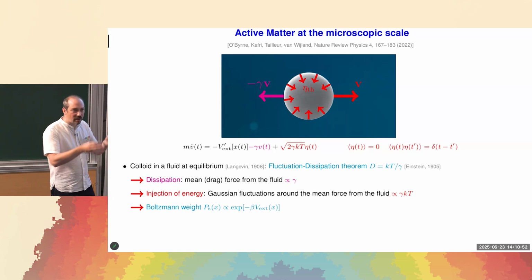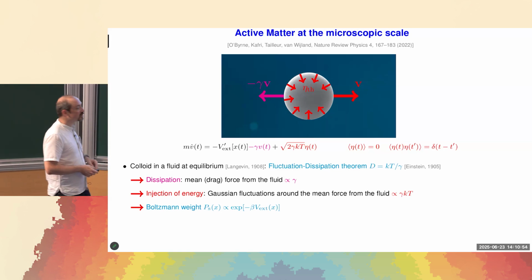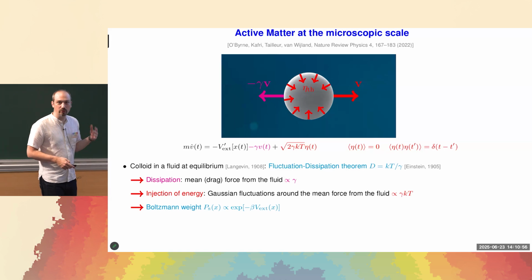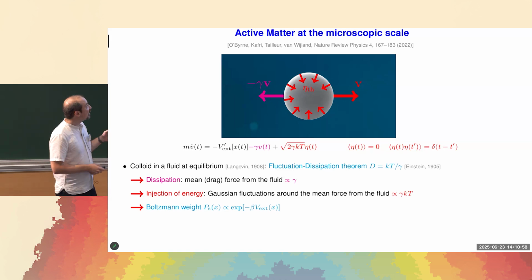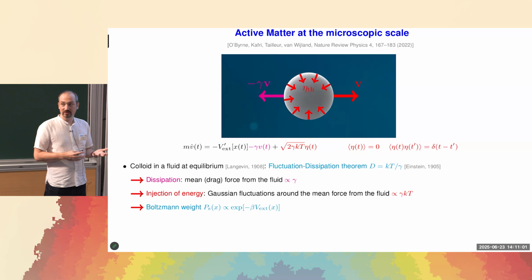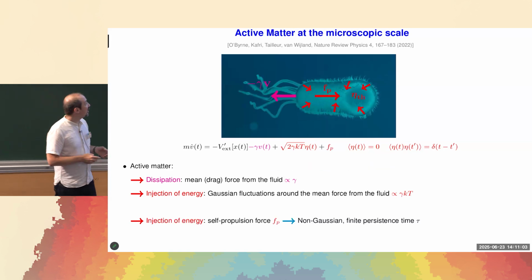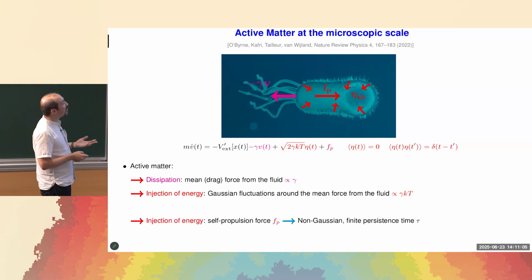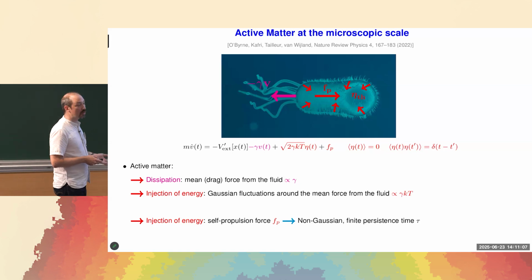So that's, in a nutshell, the equilibrium Langevin equation, and so that's not what I want to talk about. What I want to talk about is active matter. And so the question is, how do you go from that to something that's active? And you just have to do one thing. You have to dissipate energy and convert it into mechanical work.